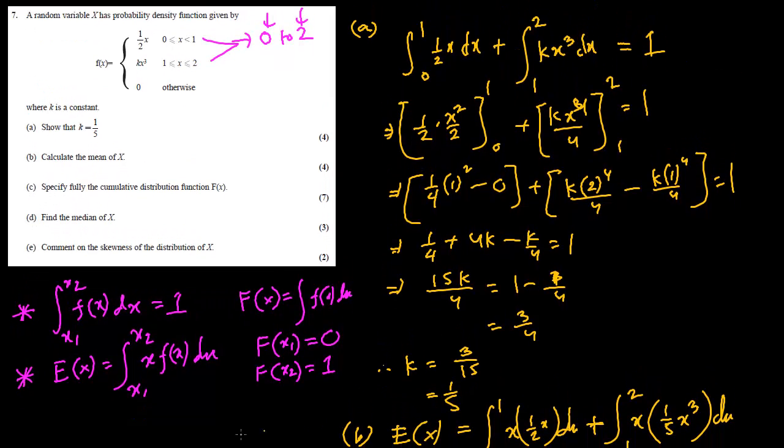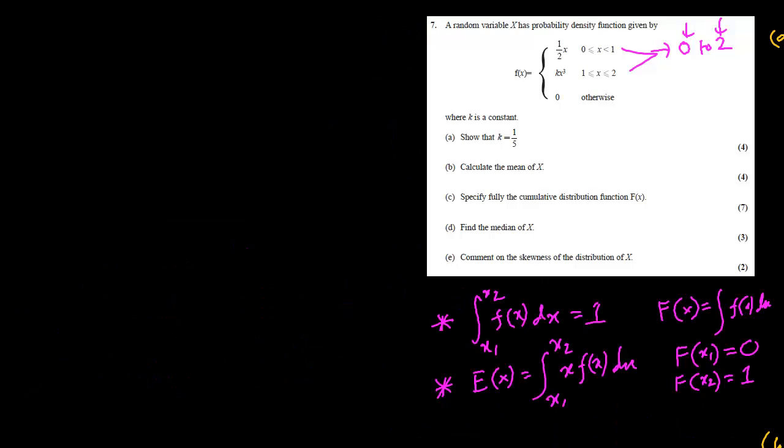So let me do it over here. So the first one is going to be the CDF for 0 to 1. The expression is f(x), so this is half x dx. So this would be half x squared by 2 plus c. So this would be 1 by 4 x squared plus c.